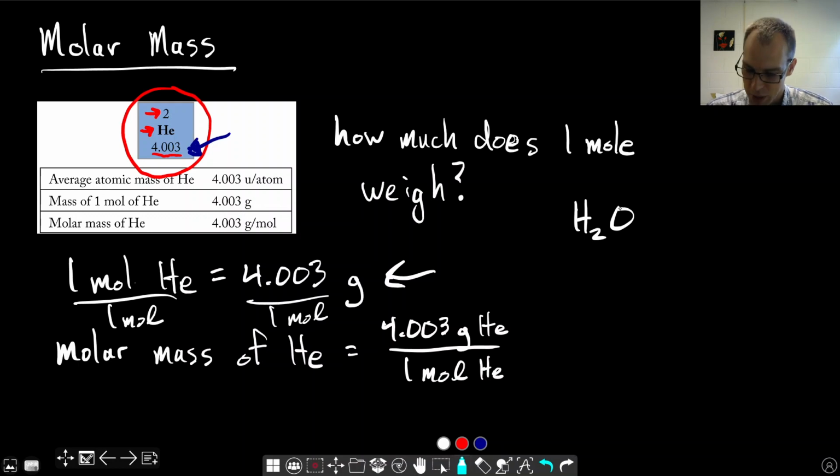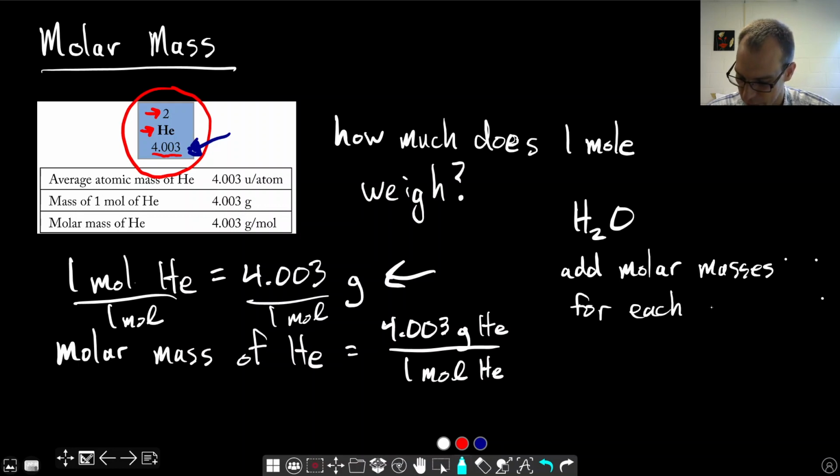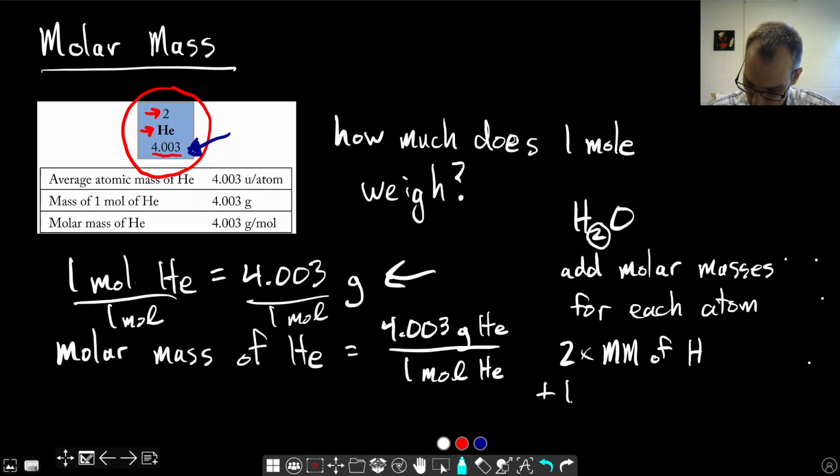Well, it's pretty simple. We just add up the molar masses for each element that's present, for each atom. So for this, we need to remember we have to take into account the subscripts that are here. So in water, there are 2 hydrogens for every molecule and only 1 oxygen. So we would multiply 2 times the molar mass of hydrogen plus 1 times the molar mass of oxygen. And we would need to go look these up in the periodic table.